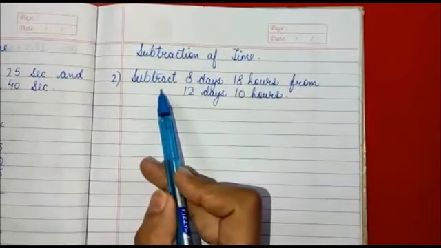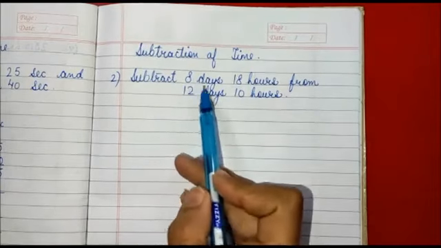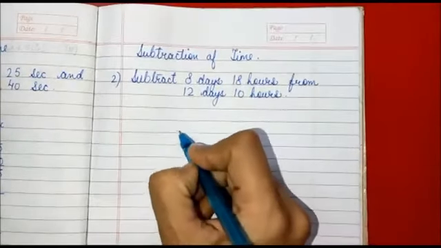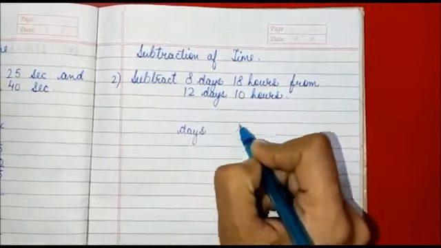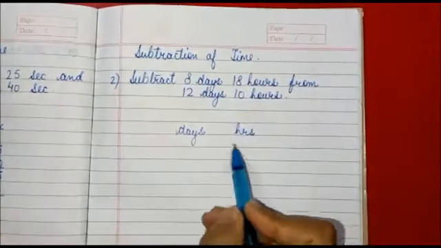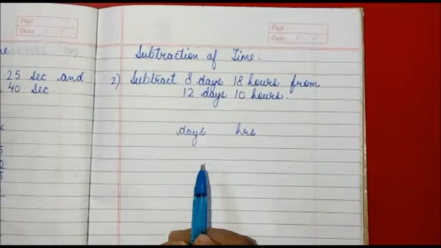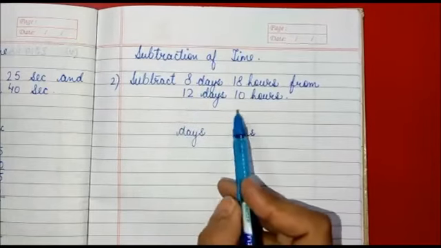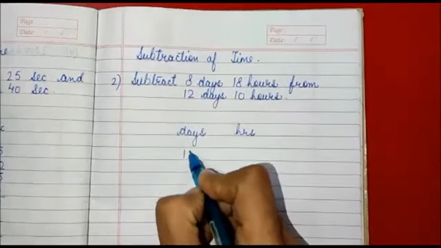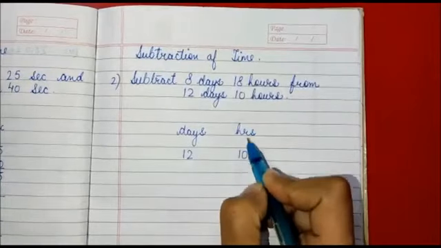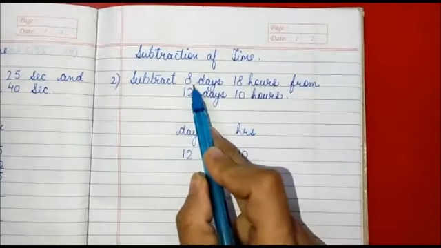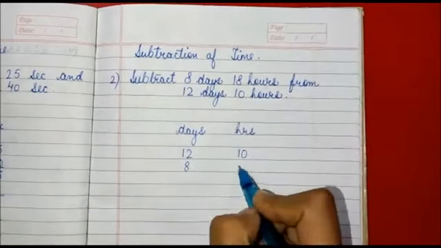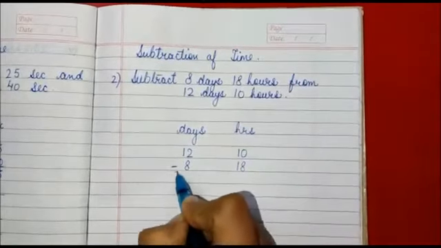This is an example which I have taken from your own book. Subtract 8 days, 18 hours from this particular time. So let's first arrange them into 2 columns, days and hours. What is to be written on the top? Whenever you have a subtraction sum, always remember that what is to be subtracted from has to be written on the top. So 12 days and 10 hours has to be written on the top, and what is to be subtracted, 8 days, 18 hours, is going to come below. So I have arranged the given time in the columns.